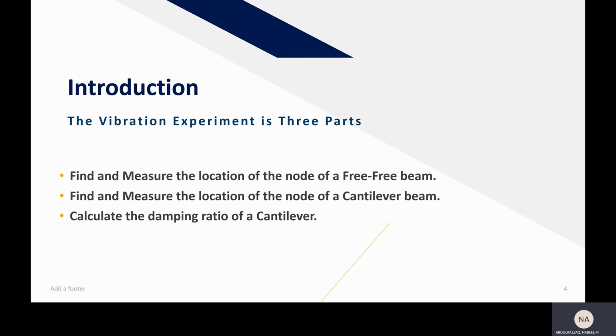So basically the vibration experiment is divided into 3 parts. The first part is to find and measure the location of the node of a free beam. The second part is to find and measure the location of the node of a cantilever beam. And the third part is to calculate the damping ratio of a cantilever based on experimental data.